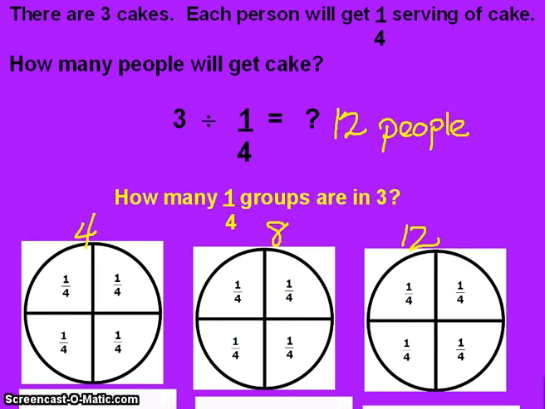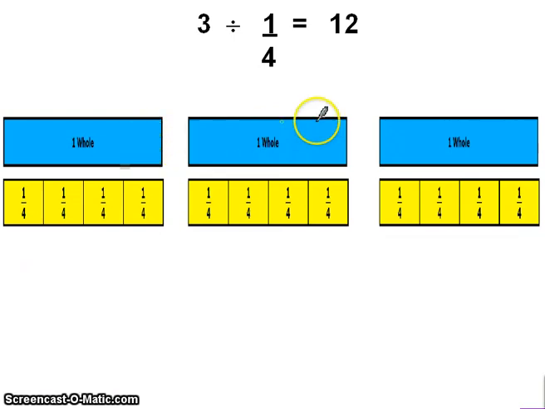We can also use fraction bars to model this problem. The blue bars here represent our 3 wholes. The yellow bars represent how many groups of 1/4 we have in those 3 wholes. Again, we see that in each whole there are 4 groups of 1/4, so we have a total of 12 groups of 1/4. Let's look at one last problem.